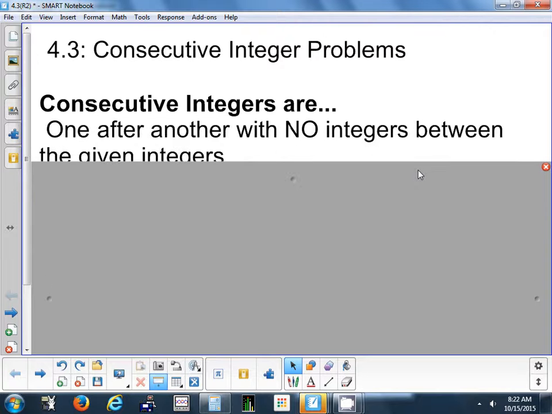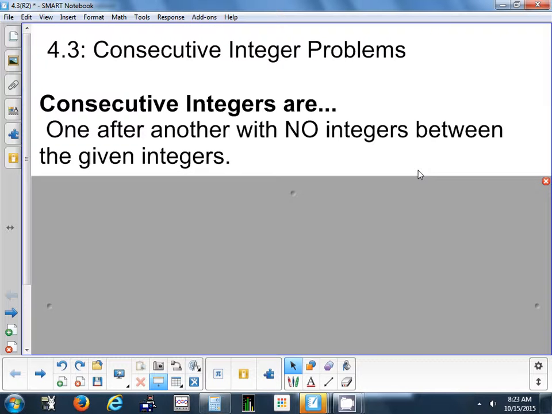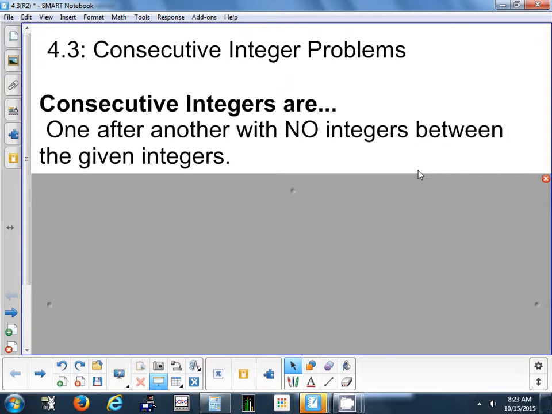Right. So consecutive integers. Okay. Put this on your sheet: one integer after the other, with nothing between them. Right. So remember integers. Those are numbers like 1, 2, 3, 4, 5. No fractions, no decimals. But you can have negatives. So somebody give me an example of two integers that are consecutive, one right next to the other on a number line. Yep. 1 and 2.